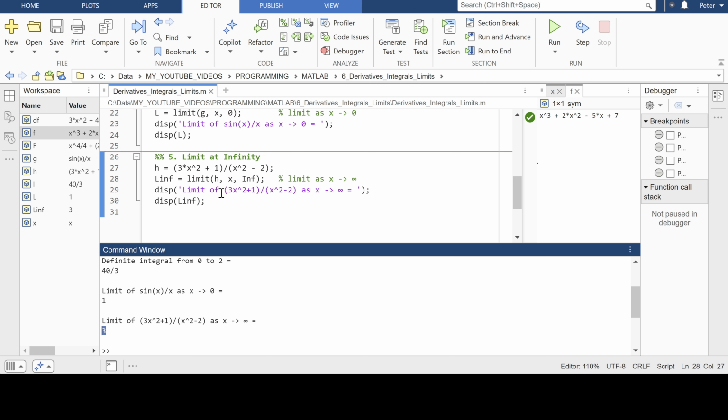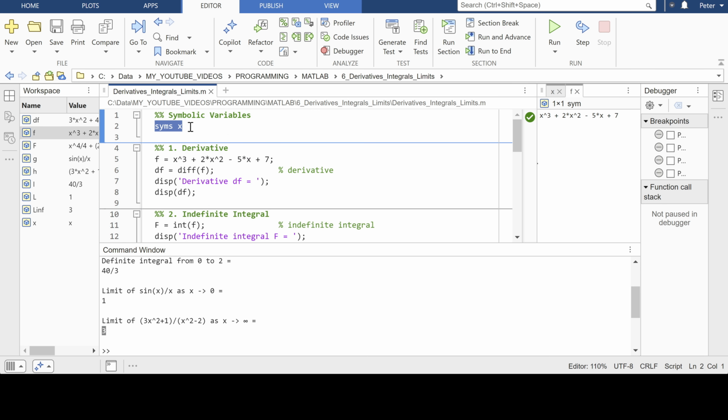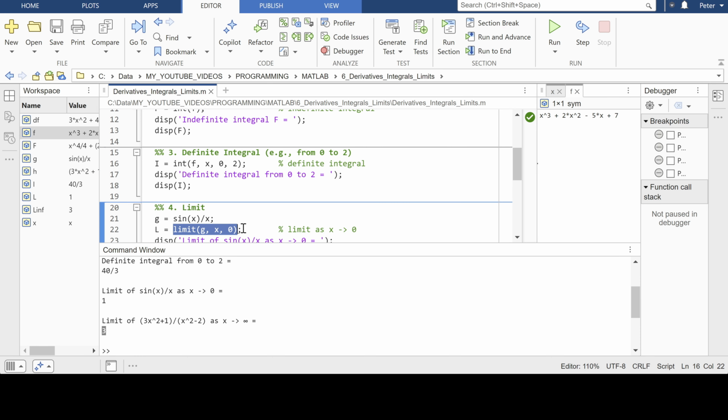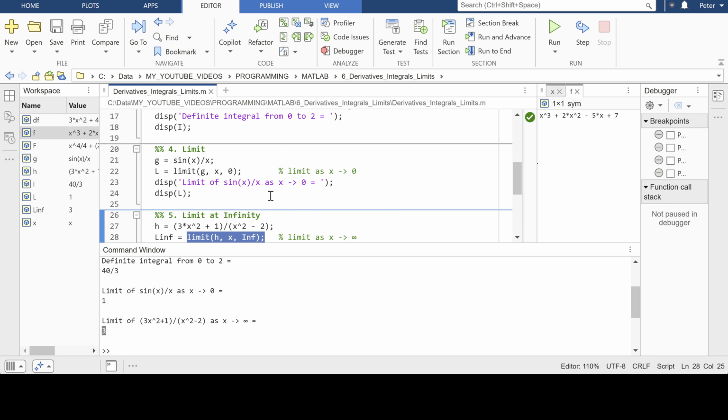Let's summarize what we learned today. We created symbolic variables using syms. We computed derivatives using diff. We evaluated both indefinite and definite integrals using int. We calculated limits using limit, including limits at infinity. MATLAB's Symbolic toolbox makes complex calculus operations simple and exact, perfect for engineering, math, and scientific analysis.